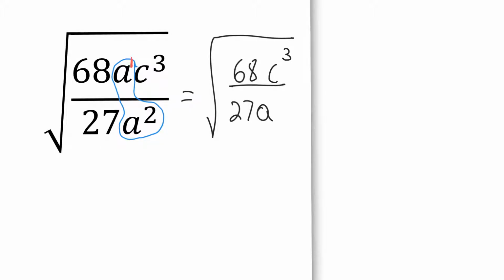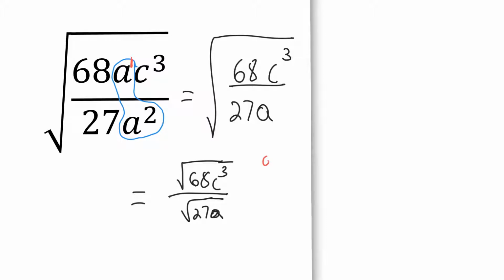Now you need to simplify the top and the bottom. But let's go ahead and separate using the quotient property. It tells you that you can separate the numerator and denominator with the square root. So I'm going to have the square root of 68, c cubed on the top, and the square root of 27, a on the bottom. So let's go ahead and simplify the top first. I can break down the 68 and I can expand the variable.